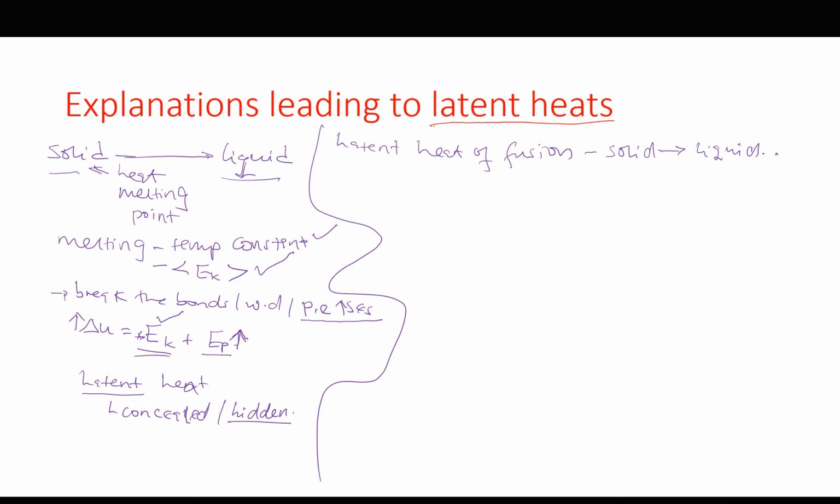Okay, so when someone talks about latent heat, there is no change in temperature. The amount of heat which is required to change the state of a substance without a change in temperature is what we are going to call the latent heat. So for latent heat, there is change of state without change in temperature.